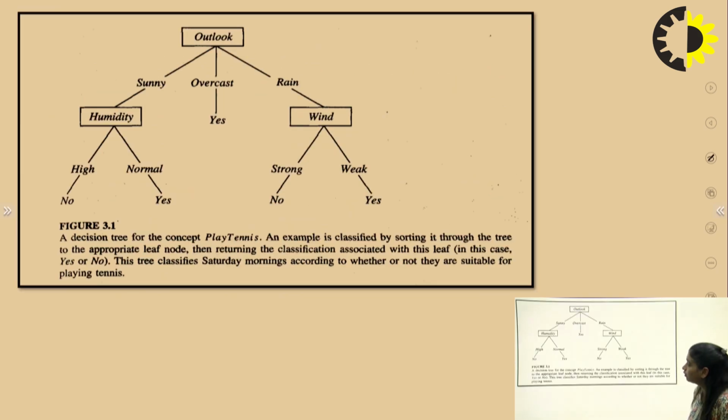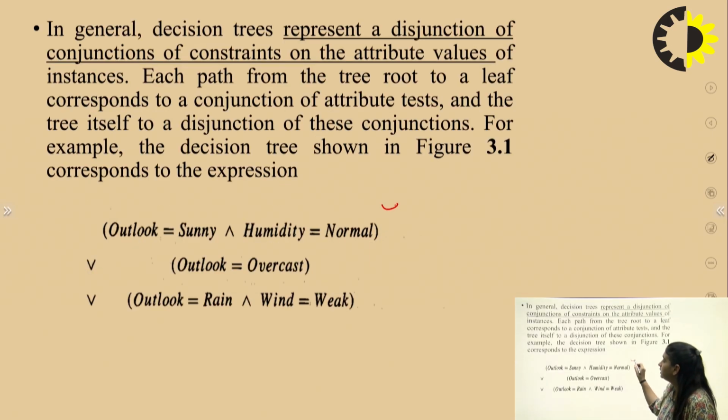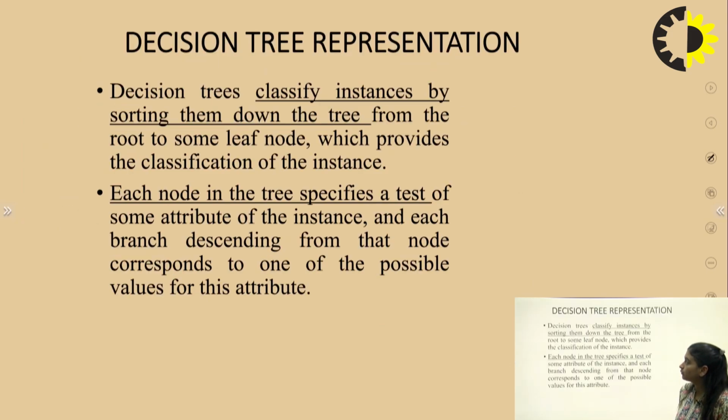Okay, now how do we represent it? This is how we will represent the decision tree, and these are the rules. Here we are using conjunctions and disjunctions for the representation. So let's see decision tree representation. We use this particular algorithm for classification. It classifies instances by sorting them down the tree from the root to leaf nodes, and we all know what the root and leaf nodes are, which provide the classification of the instances.